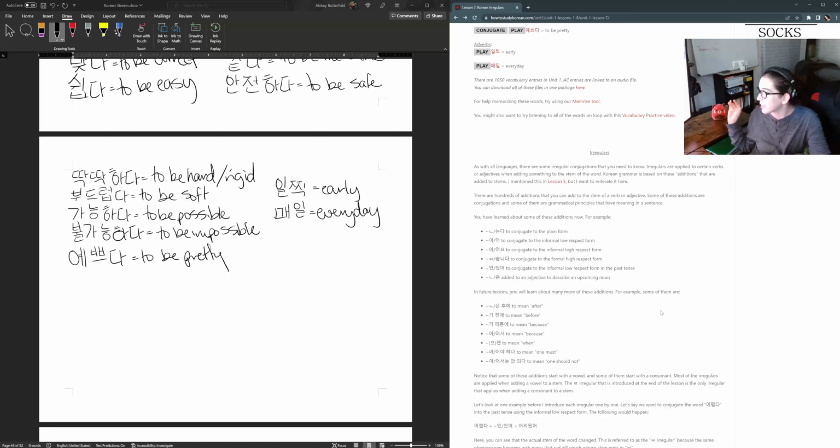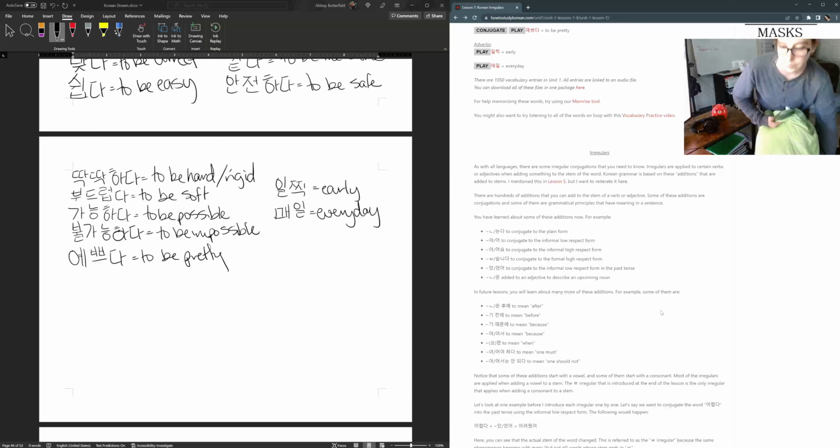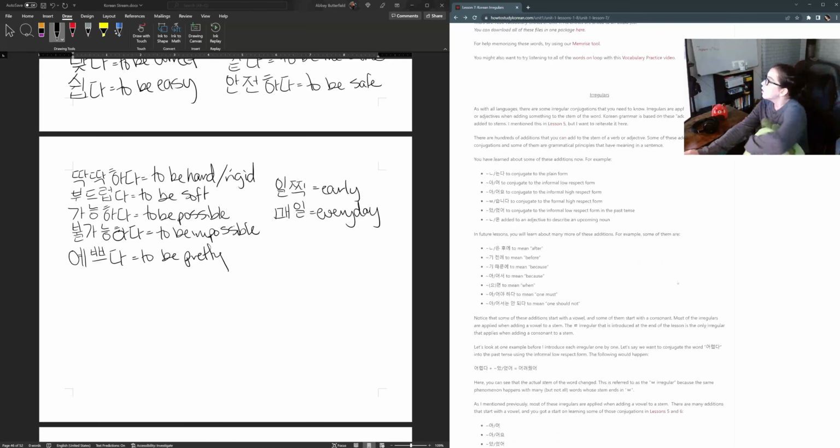We get to jump right into irregulars. As with all languages, there are some irregular conjugations. Oof. Let me plug in my watch before it yells at me again. With all languages, there are some irregular conjugations that you need to know. Yay! Irregulars are applied to certain verbs or adjectives when adding something to the stem of the word. Korean grammar is based on these additions that are added to the stem.